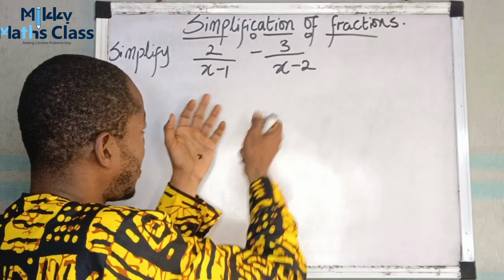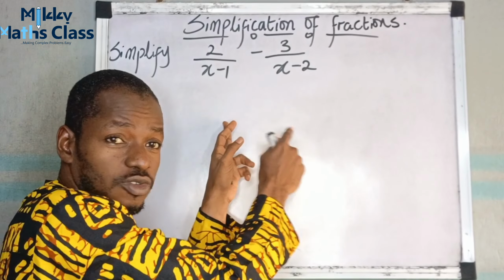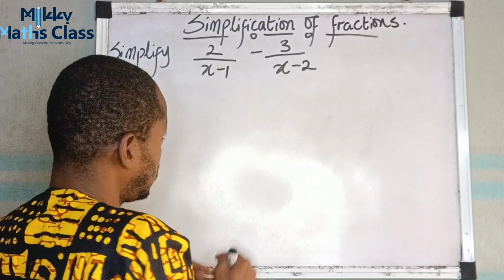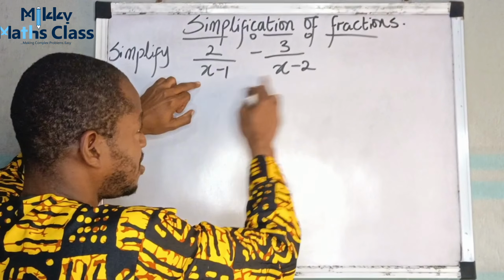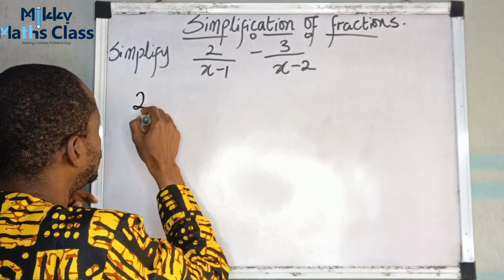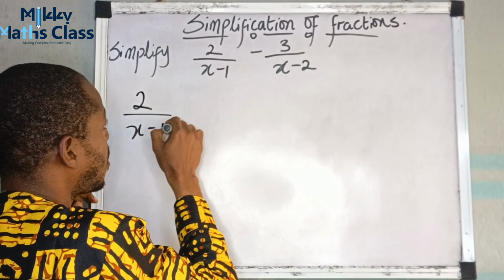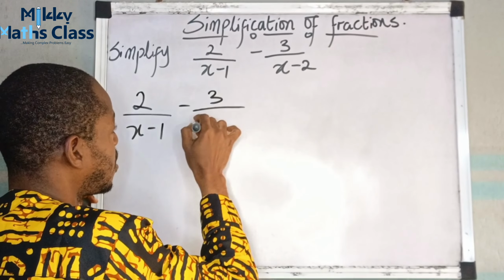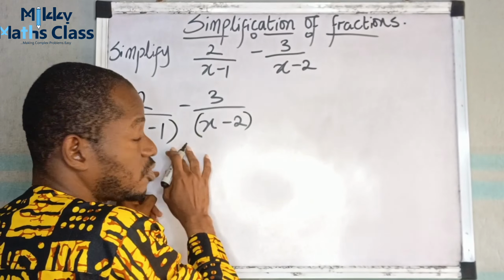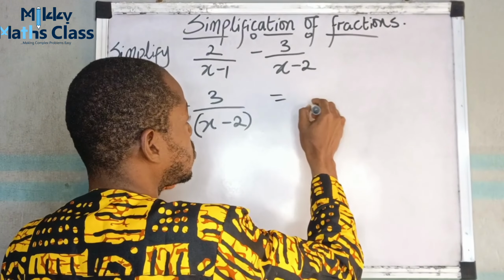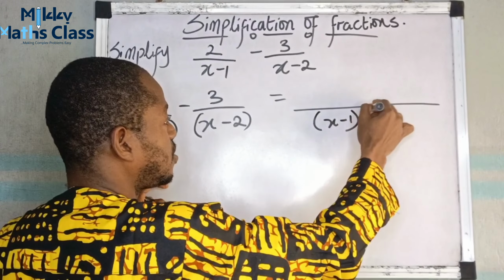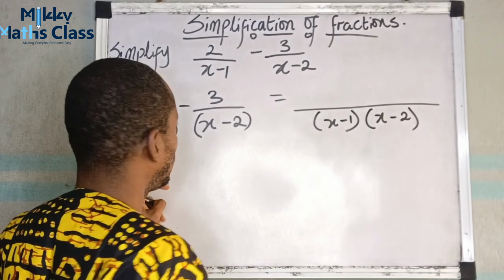So for us to simplify, the first thing we do is to get the LCM of the denominator, and we get the LCM by multiplying these two for this fraction. So our 2 over x minus 1 minus 3 over x minus 2. The LCM of this is the multiplication of these two. So you rule a big line. You have our x minus 1, x minus 2.